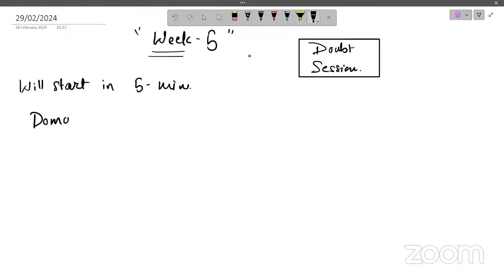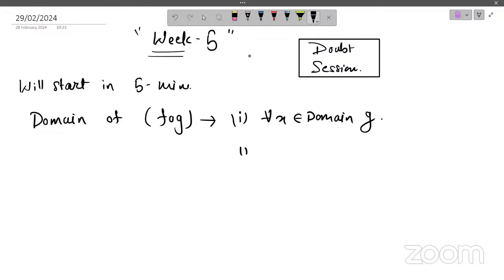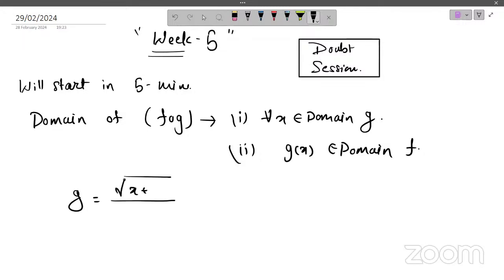What do you know by the domain of f composite g, right? So domain of f composite g has two properties, right? First property is that x should belong to domain of g, right? Yes. And the second property is that g of x should belong to domain of f, right? Yes. Here your g is given by under the root of x plus 2 upon 5x, right? Yes.